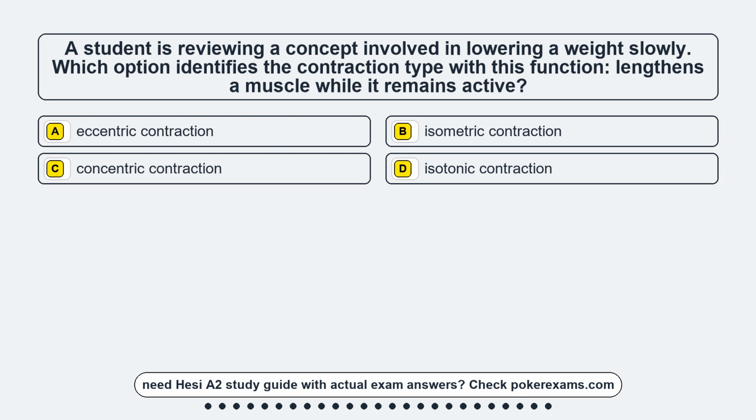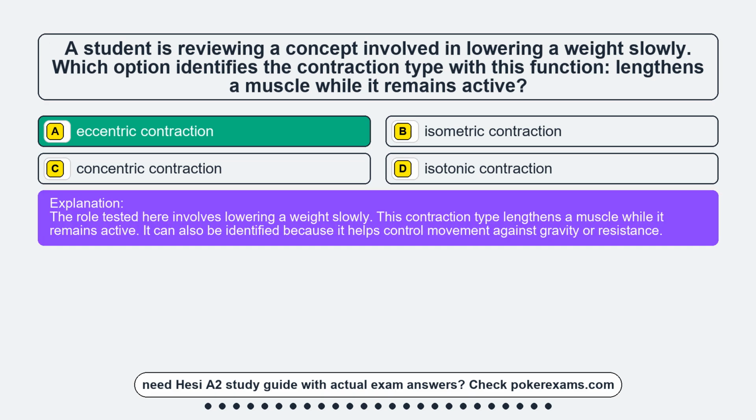Question 13. A student is reviewing a concept involved in lowering a weight slowly. Which option identifies the contraction type with this function, lengthens a muscle while it remains active? Option A, eccentric contraction. Option B, bisymmetric contraction. Option C, concentric contraction. Option D, isotonic contraction. The correct answer is option A, eccentric contraction.